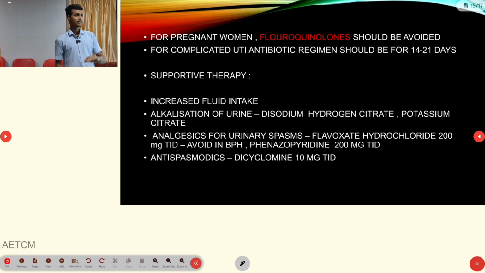days, that is recommended. Supportive therapy: we have to increase the fluid, we have to ask the person to take an increased amount of fluid, or if the person is in altered mentation we have to administer more fluid based on the cardiac and renal function. Alkalization of urine: we have a syrup, right, syrup citralka, or the other name we can say disodium hydrogen citrate, and potassium citrate, those also we can use. Analgesics and antispasmodics are also recommended.